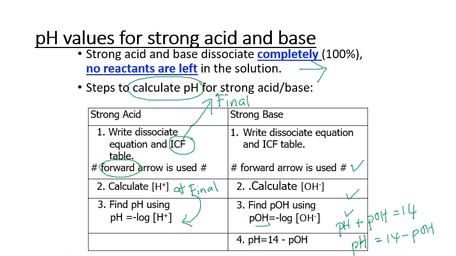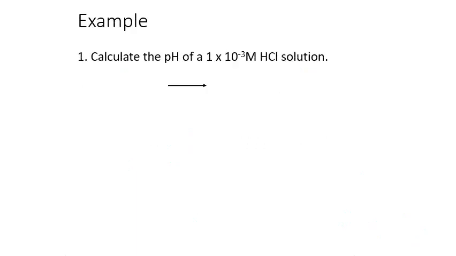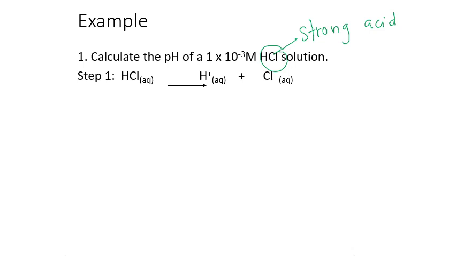Let's look at the following calculation example. First, calculate the pH of a 1 × 10^-3 molar HCl solution. So we know that HCl is a strong acid, so we recall the 3 steps. Step 1, we write the equation, where the type of arrow used is a forward arrow.